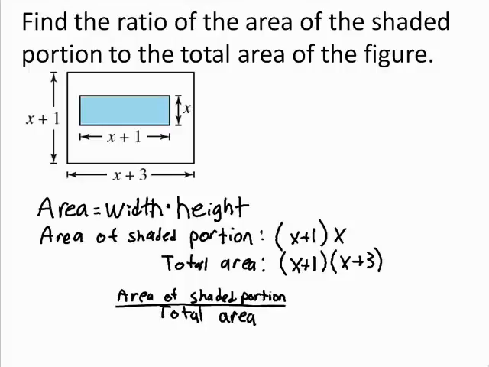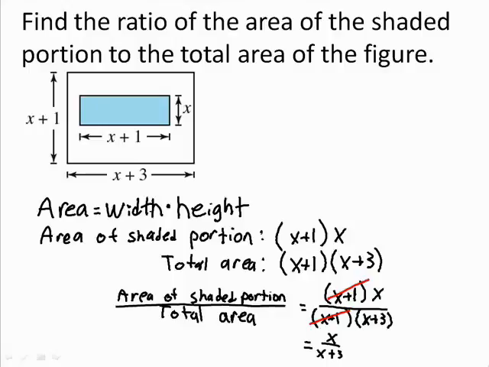The ratio of the area of the shaded portion to the total area of the figure is the area of the shaded portion divided by the total area, which equals the quantity x plus 1 times x divided by the quantity x plus 1 times the quantity x plus 3. The x plus 1 in the numerator and denominator cancel out. You are left with x divided by x plus 3. This expression has to have the same domain as the original expression.